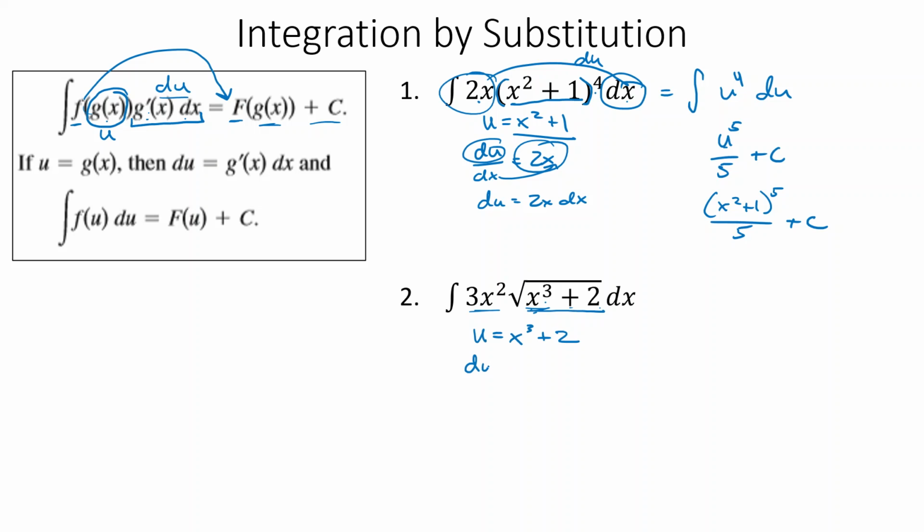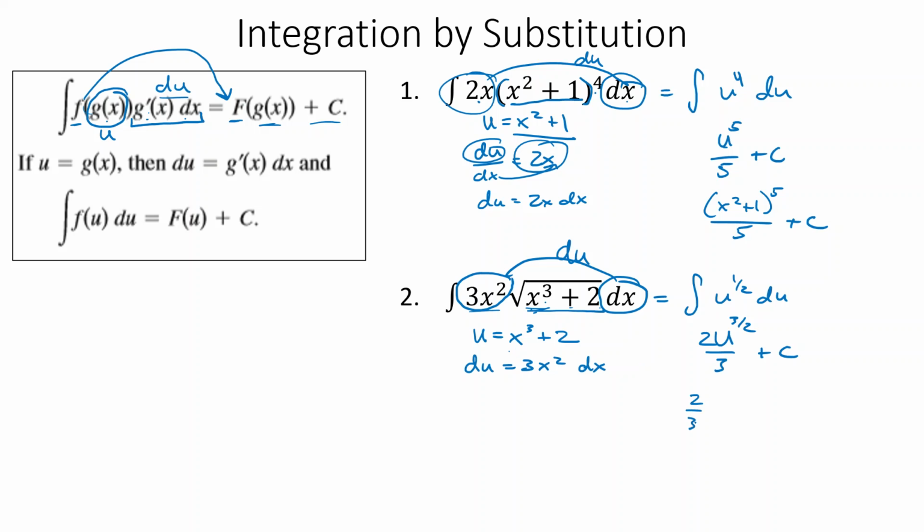And then we get that our du, our derivative of that, is 3x squared. And we move the dx up over here. So this is our du right here. This guy and this guy together become du. So we end up getting the integral of the square root of u, or u to the 1/2, du. So if we integrate that, we get u to the 3/2 over 3/2, or times 2/3, plus c. And now I go back to x's. So I've got 2/3 x cubed plus 2 to the 3/2 plus c.